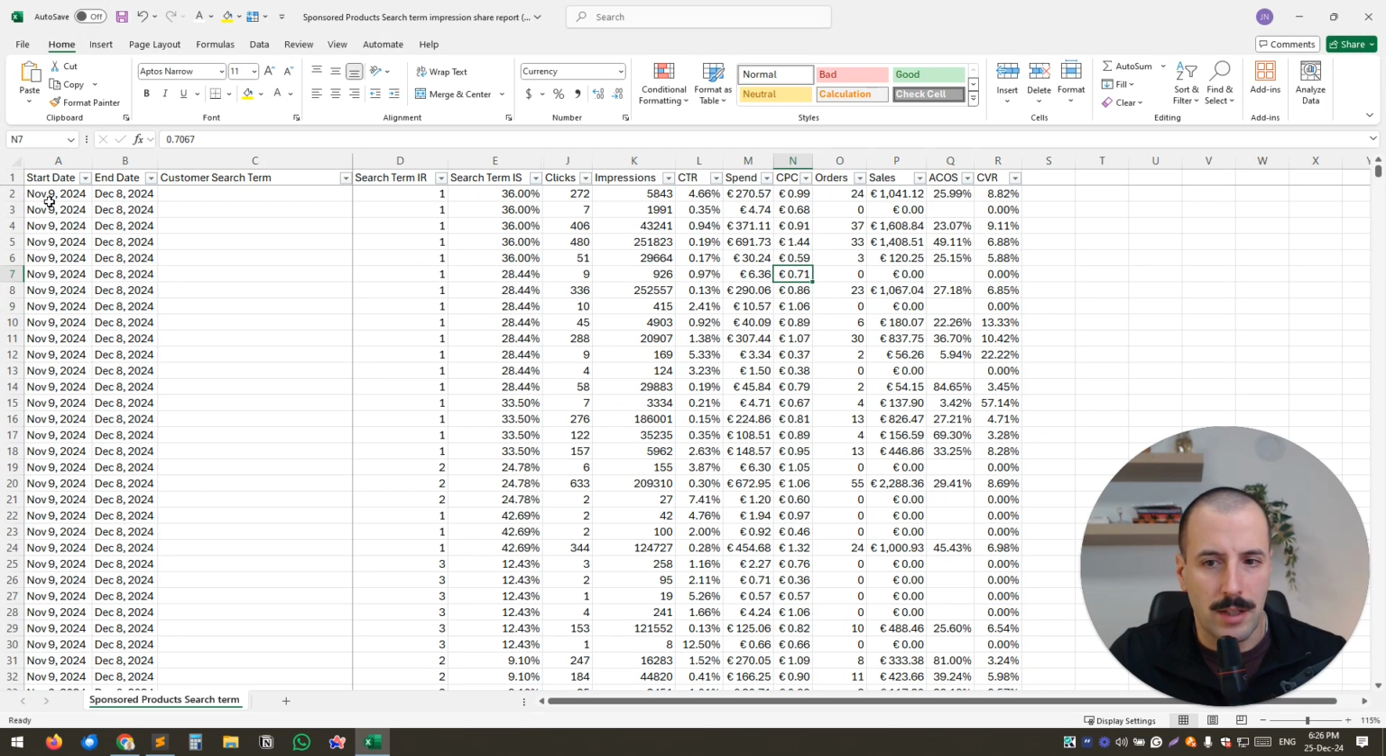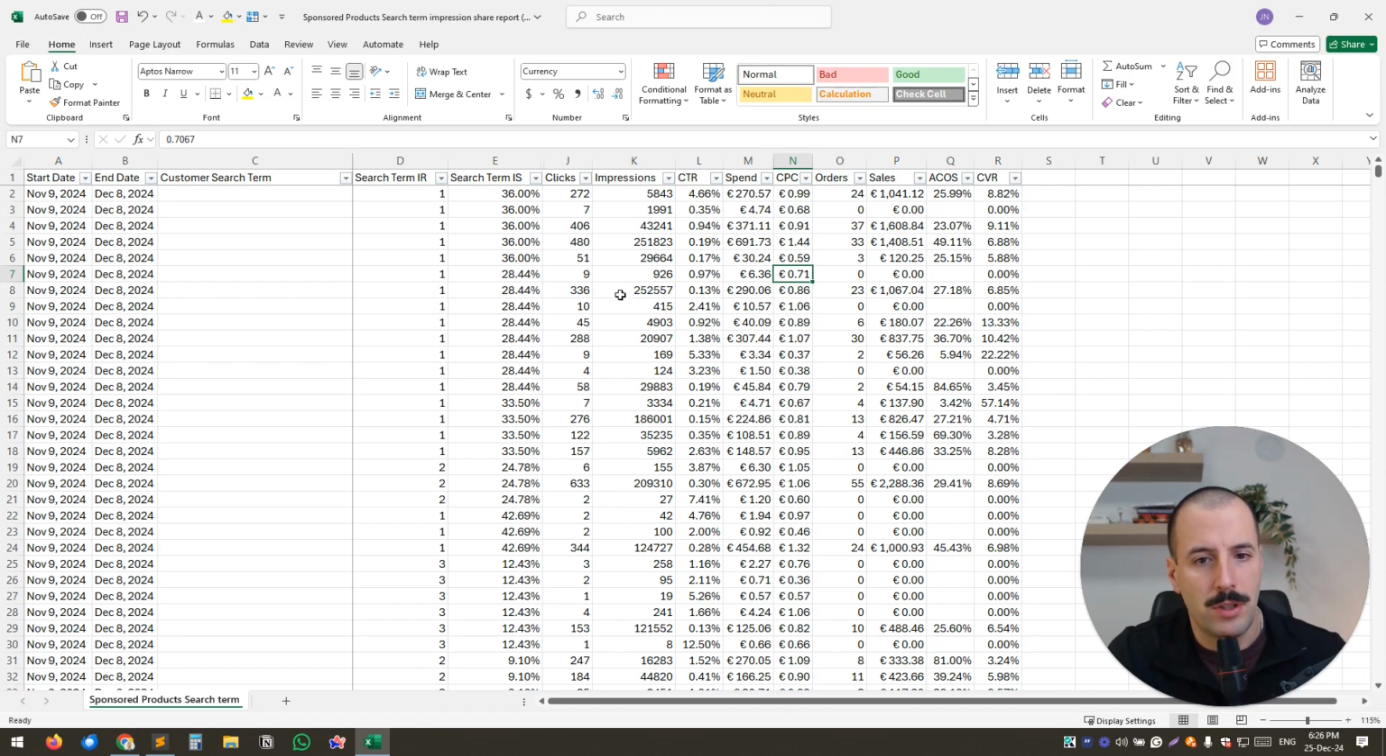You will see the start date and end date here. I pulled this report almost a month ago, 20 days ago. So it's a summary, as I said, so it's not daily. If you've chosen the daily time unit, then you will see here, like, November the 9th, and then for the same search term the next day and the next day and the next day, depending on the date range that you've selected.